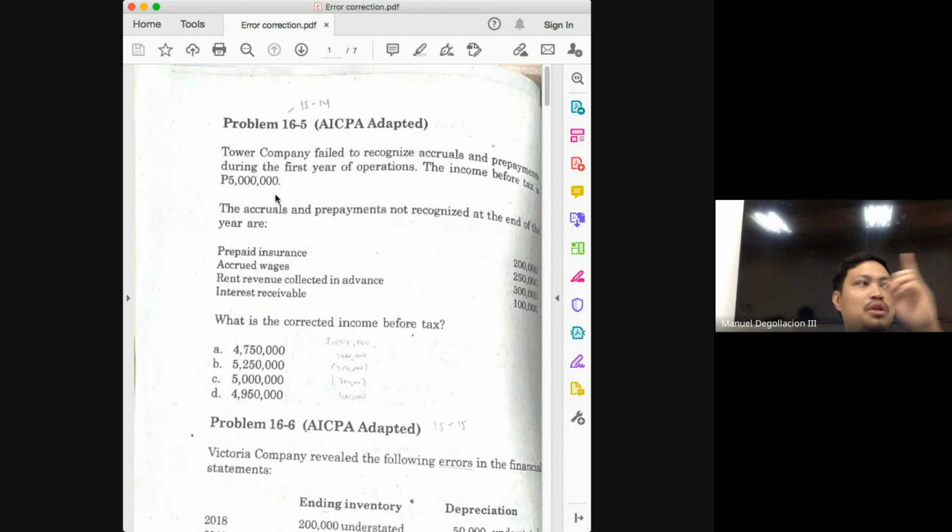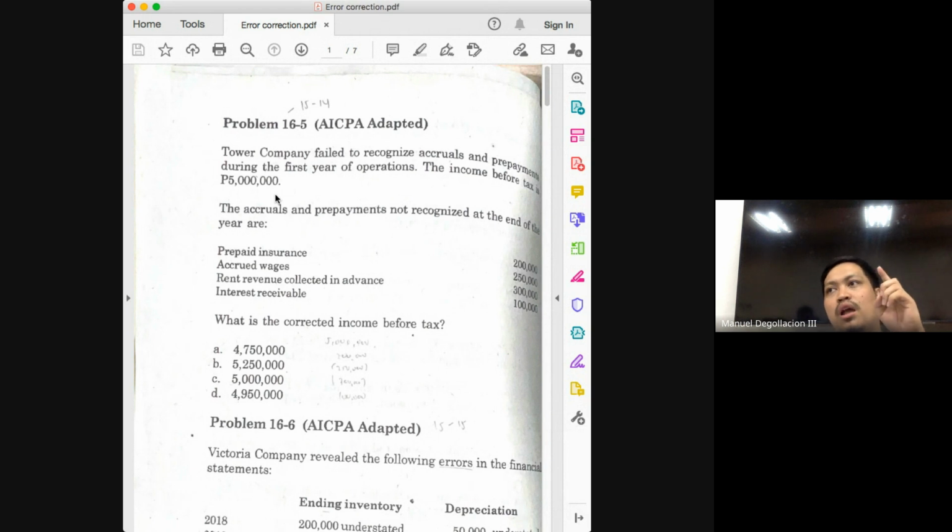Okay, because again, what did we do when we made the collection? Debit, cash, and credit, unearned revenue. At the end of the year, what should we do? Record the portion that is already earned. And how do you do that? By debiting the liability, to reduce the liability, because that liability does not exist anymore because it is already earned. So again, our adjusting entry should have been debit, unearned revenue, and credit, rent revenue.